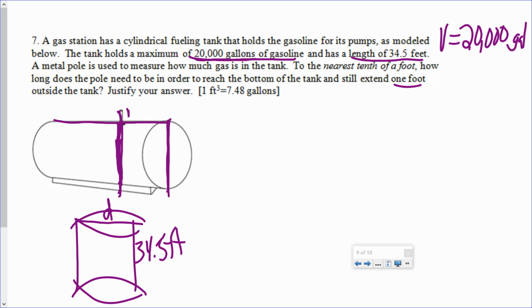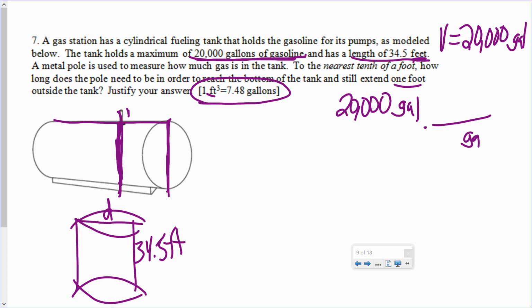So it gave me the volume. The problem is it gave me the volume in gallons. I need it to be in feet or cubic feet. So there's a conversion here. From the very beginning, I'm going to have to do that conversion. So it gave me gallons. I need it to be in cubic feet. So gallons goes on bottom, cubic feet goes on top. 1 cubic foot is 7.48 gallons. Gallons cancel. I have 20,000 over 7.48.